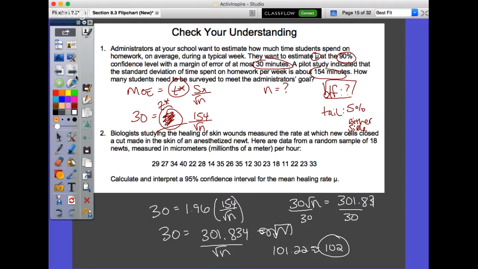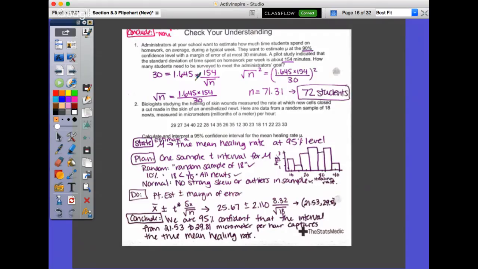All right, I hope I attacked that right. Let's see. I think I might have messed up. I think I did the inverse norm wrong. My fault, y'all. I was doing it on my calculator. Inverse norm of 0.05. Yeah, I did 0.025. My fault. 0, comma 1. Yeah, it should be 1.645.